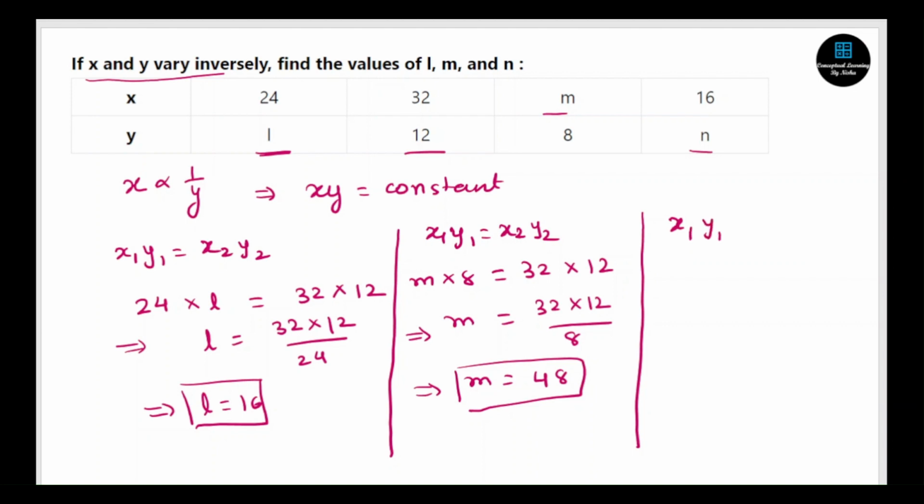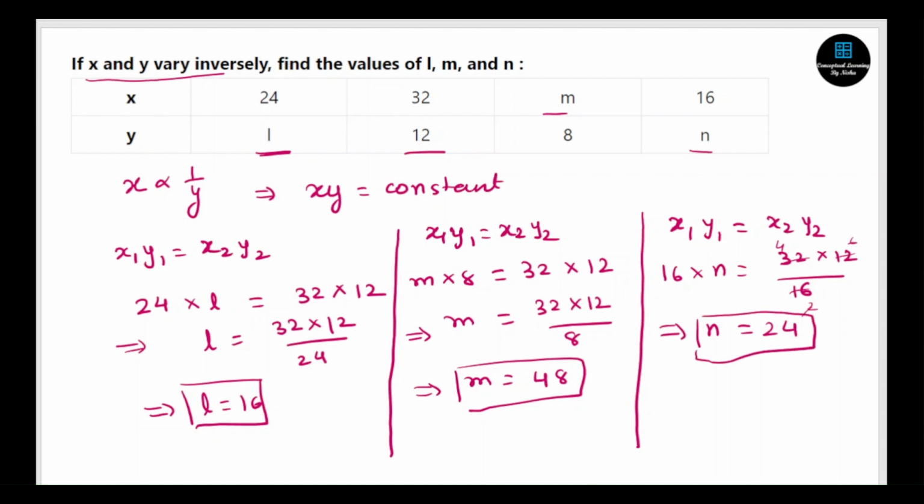So x1 y1 equals x2 y2, and what I can say, 16 times N equals 32 times 12, so N equals 32 times 12 over 16, right? And now I can simplify this by cancelling, right? So 8 4 times, 8 2 times, and 2 1 times, 6 times, and then I'll get 24 as the answer, correct? So we found all the values of L, M and N. Perfect, very easy question.